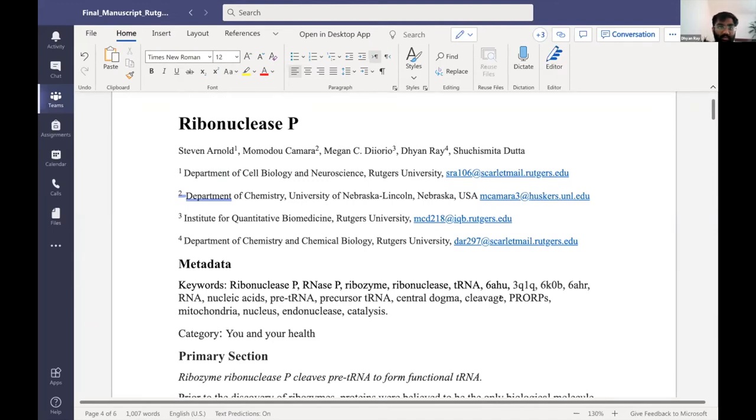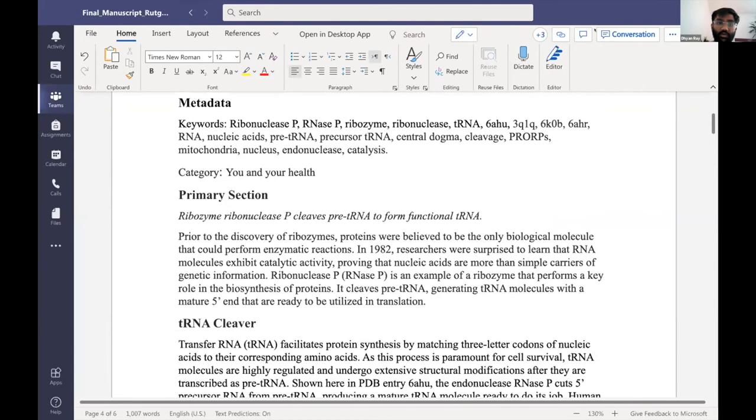Perfect. So, prior to the discovery of ribozymes, proteins were believed to be the only biological molecule that could perform enzymatic reactions. In 1982, researchers were surprised to learn that RNA molecules exhibit catalytic activity, proving that nucleic acids are more than simple carriers of genetic information. Ribonuclease P, or RNase P, is an example of a ribozyme that performs a key role in the biosynthesis of proteins. It cleaves pre-tRNA, generating tRNA molecules with a mature 5' end that are ready to be utilized in translation.